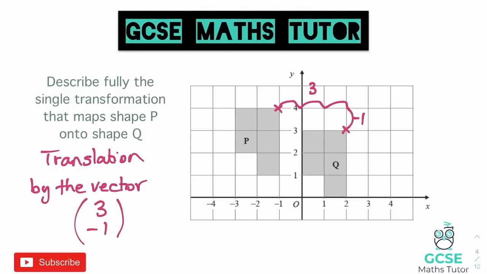So it would have been pretty much the same vector, but the symbols in front of those numbers would be different. We'd have -3 and we'd have +1 if we were going in the other direction. So there we go, that's how we're going to describe a translation.